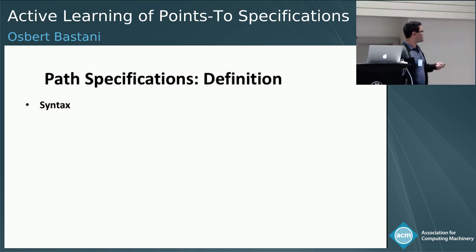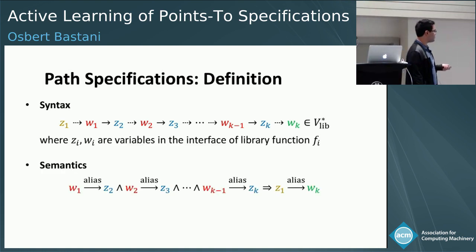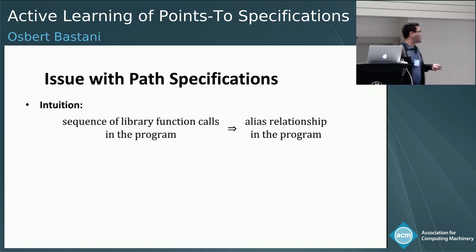That was just an example, but it generalizes straightforwardly to much longer paths through the program and library code. The semantics are basically the same. You just get a bunch more solid edges that appear in the premise of the inference rule. So that's the definition of path specifications. Before I continue to our inference algorithm, there's one small issue I have to describe with path specifications. This issue arises from the following very high-level intuition about path specifications. This intuition says that a single path specification roughly has the following semantics.